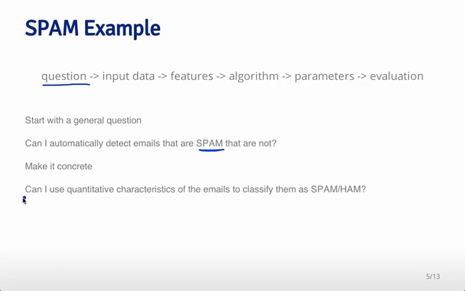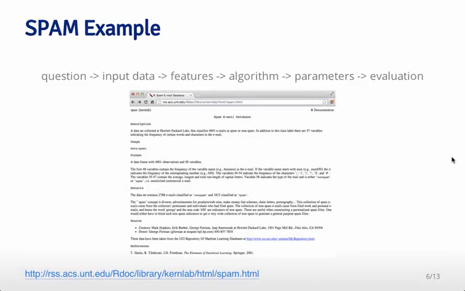And so the question might be, can I use quantitative characteristics of those emails to classify them as spam or what we're going to call ham, which is the email that people would like to receive? So once you have your question, then you need to find input data. In this case, there's actually a bunch of data that's available and already pre-processed for us in R. It's in the kernlab package, KERNLAB, and it's the spam data set. So we can load that data set into R directly, and it has some information that's been collected about spam and ham emails already available to us.